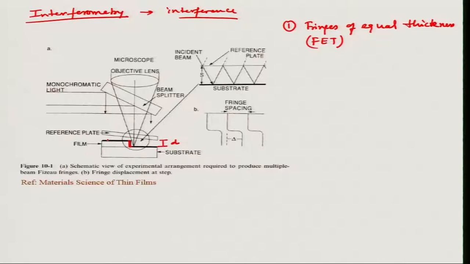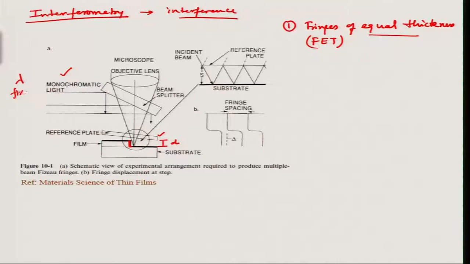You want the light to be reflected from this so that you can use these light rays to form the interference pattern. Now there is also a reference plate. And also in this method you use a monochromatic light, so your lambda, or wavelength of the light, is fixed.